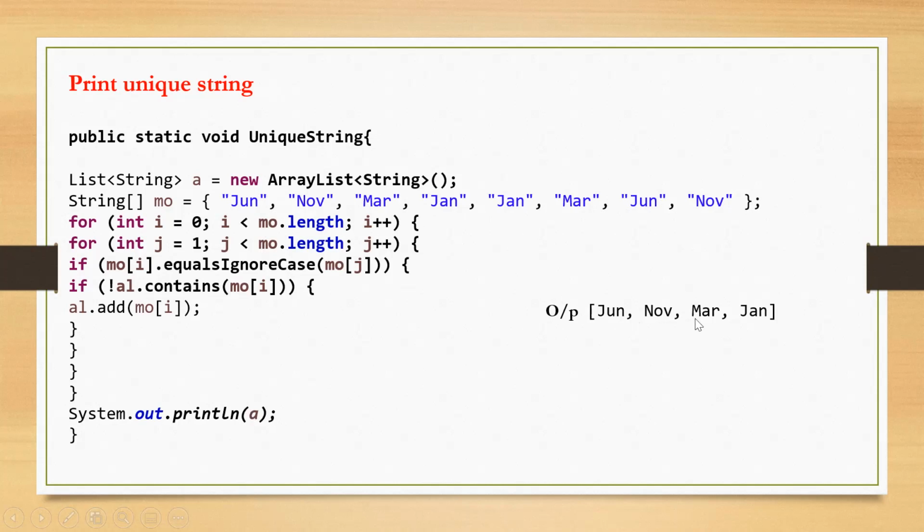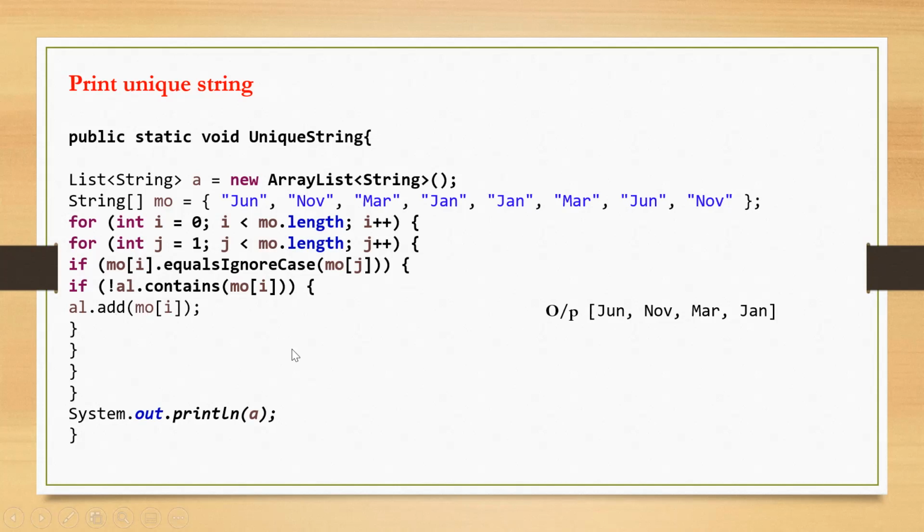So here June, November, March, January: it is comparing with two loops. One loop starts from here, the second loop starts next, and it compares one by one. June is getting repeated here? June, November, no; June, March, no; June, January, no; like that. Then November, March; all the strings will be compared with each other to check whether each is repeated. If it is not repeated, just print those.